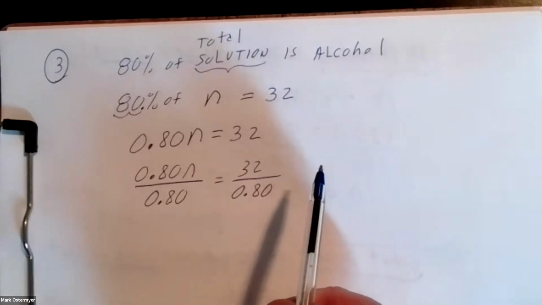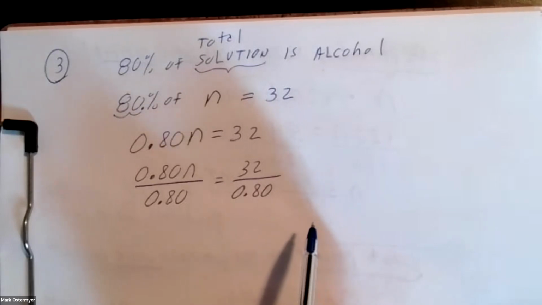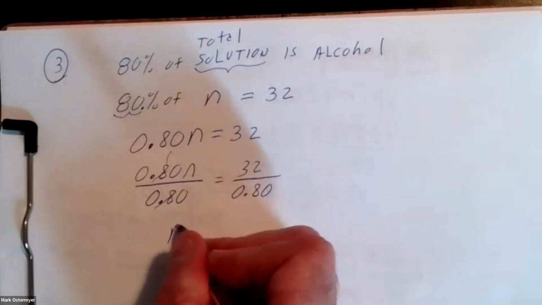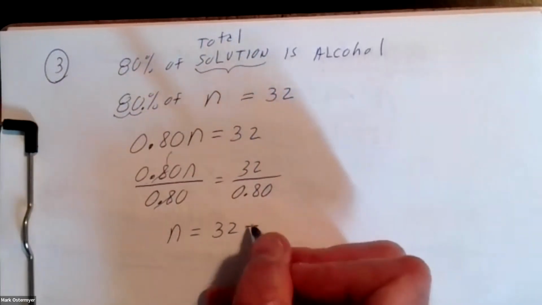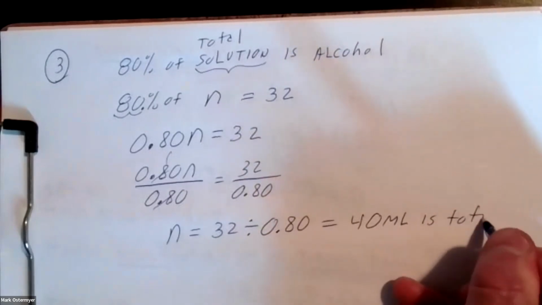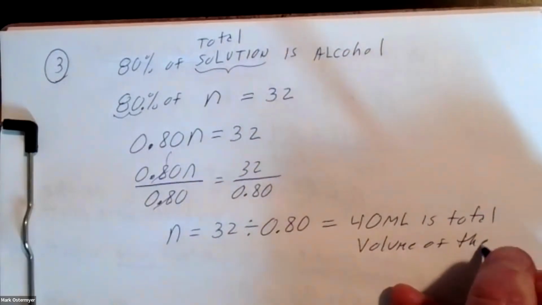They're asking us for the total amount of solution that exists, which is going to be milliliters, not a percent. So solving for n, these reduce down to 1, and we're left with n equals 32 divided by 0.8. You could try that on your calculator. What does that give you? 40. 40 milliliters. And that is the total volume of the solution.